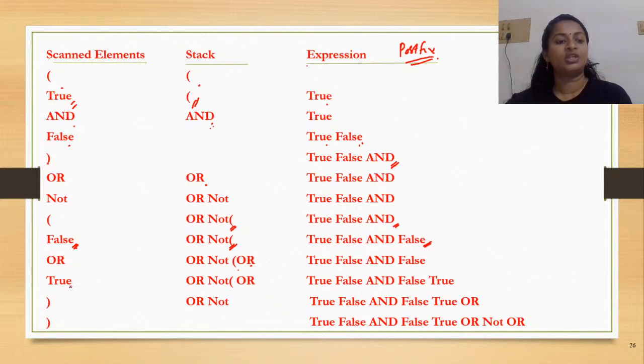You can simply push it onto the stack. Okay. After that, you see the operand. True is an operand. It has to be attached to the postfix notation. After this, you see a closing bracket, right? So whenever you see a closing bracket, what is to be done? You need to pop everything from the stack till you see a matching left parenthesis. So the only operator from the stack would be popped and attached to the postfix notation.